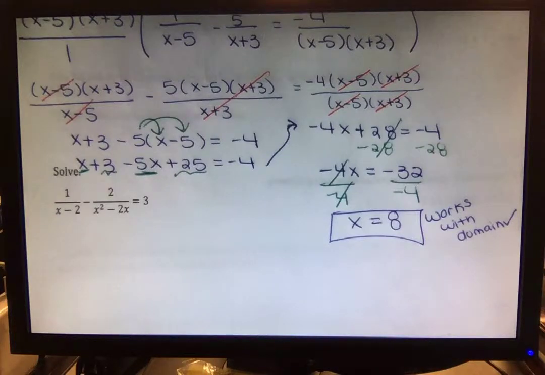Last one. So 1 over x minus 2 minus 2 over x squared minus 2x equals 3. So I need to find the domain.